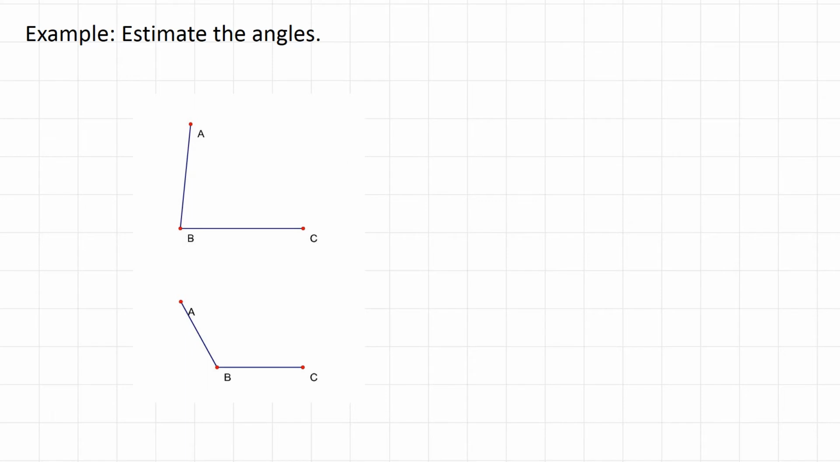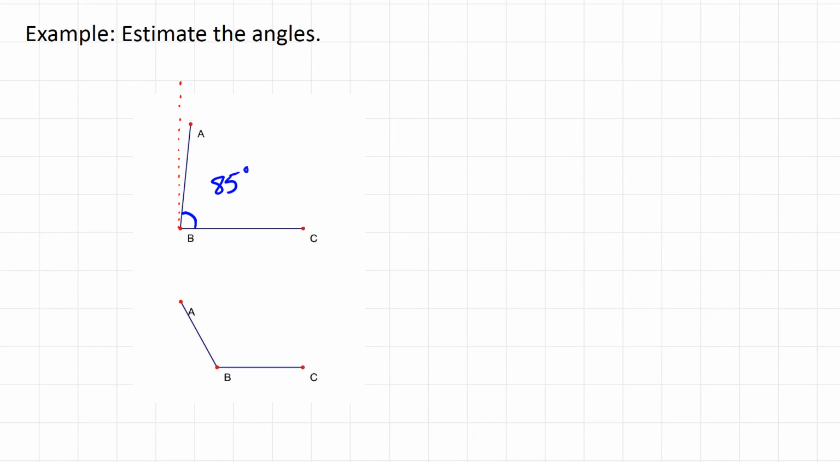So let's estimate these two angles. We'll start by drawing our 90 degree referent. And so there's sort of our 90 degrees straight up from point B. And so between these lines, it looks like it's getting really close to 90, but it's not quite there. So a reasonable estimate would probably be about 85 degrees.